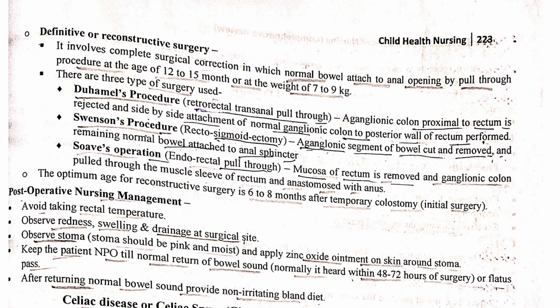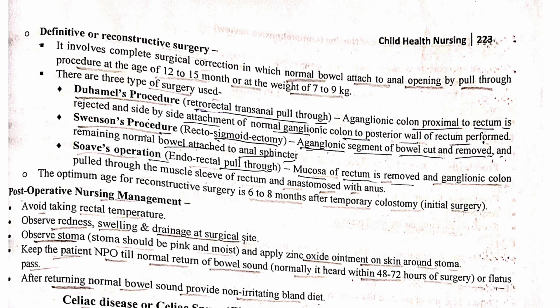Swenson procedure, rectosigmoidectomy: the aganglionic segment of bowel is cut and removed, and the remaining normal bowel is attached to the anal sphincter. Soave operation, endorectal pull-through: the mucosa of the rectum is removed and the ganglionic colon is pulled through the muscle sleeve of the rectum and anastomosed with the anus. The optimum age of reconstructive surgery is 6 to 8 months.